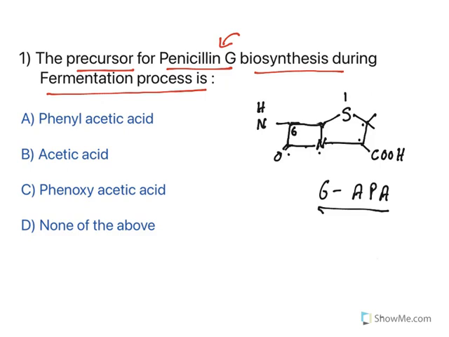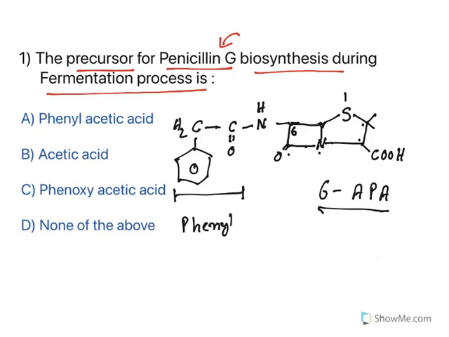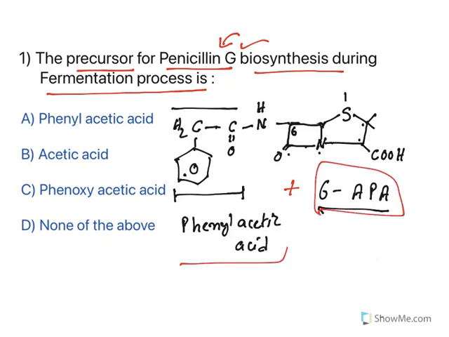Now let us see what penicillin G is. Penicillin G is also known as benzyl penicillin. This is the structure of penicillin G. Along with 6-amino penicillanic acid, it has this side chain. What is this side chain? This is a derivative of phenylacetic acid. This is a phenyl group and this part is the acetic acid group. When you combine phenylacetic acid with 6-amino penicillanic acid, you get penicillin G. So the biosynthesis precursors are 6-amino penicillanic acid and phenylacetic acid. So option A is the correct one.